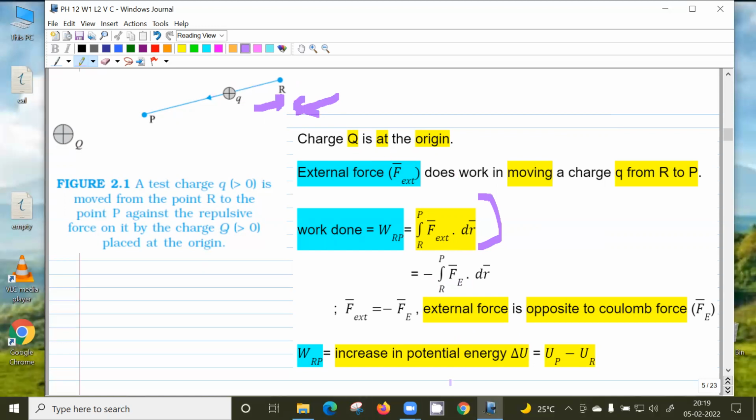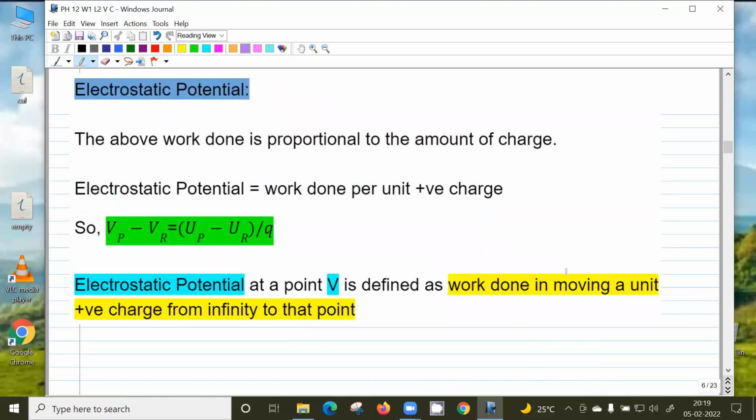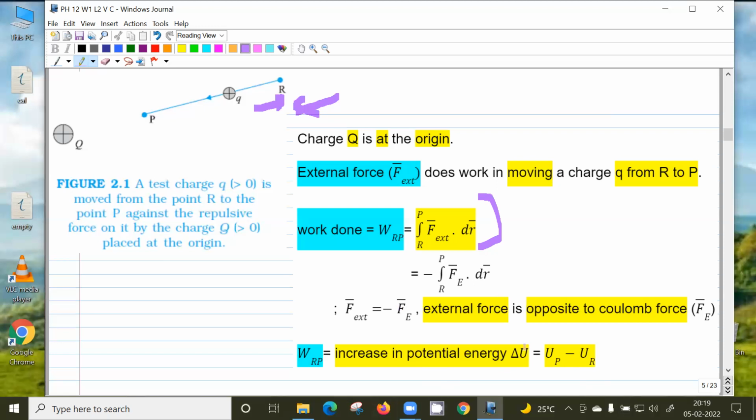This work done goes into increasing the electrostatic potential energy. So it is the final potential energy minus the initial potential energy. The final is U_P, so U_P minus U_R is this one. Electrostatic potential is work done per unit positive charge. So this work done, U_P minus U_R, will be more if the value of q is more.